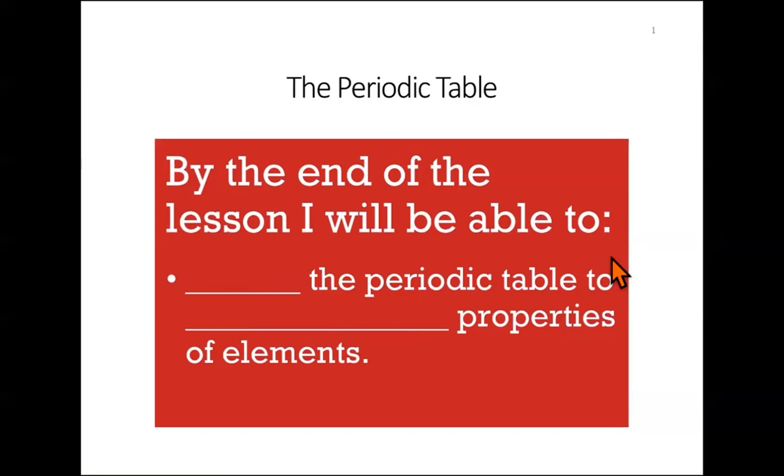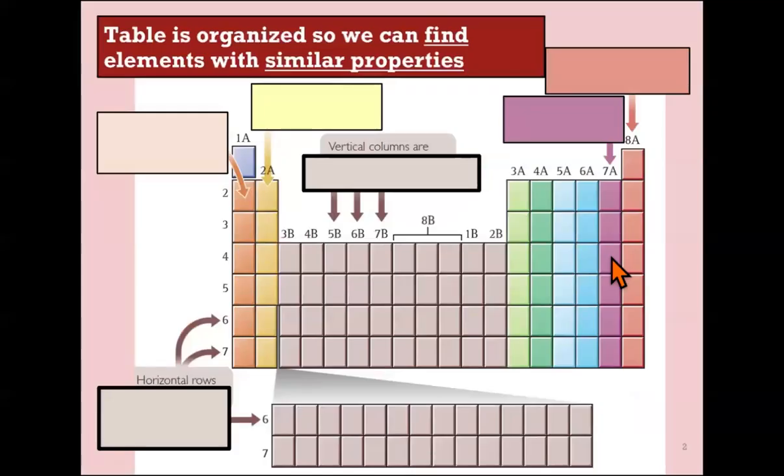So the goal for today is we are going to be able to use the periodic table to predict properties of elements. The periodic table is organized so we can find elements with similar properties. How do we read the periodic table? Well, we look in horizontal rows called periods. From left to right, we read these numbers. And actually, you can kind of see 1, 2, 3.